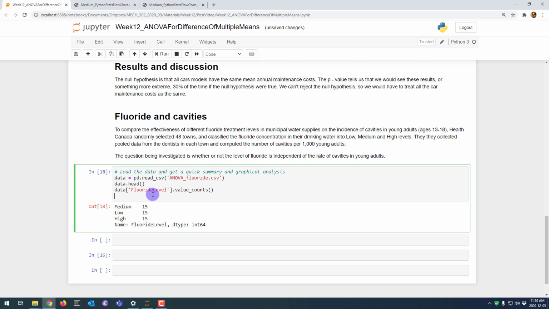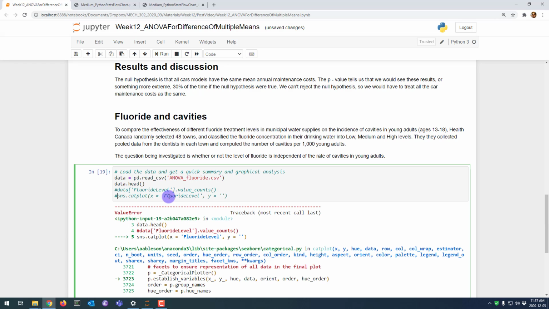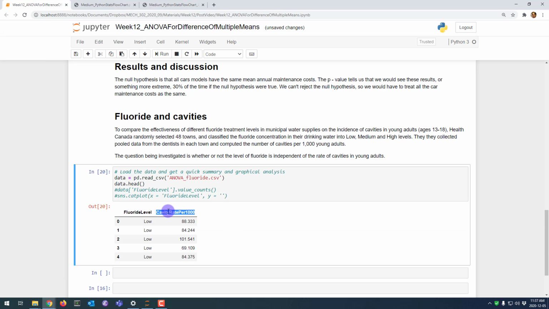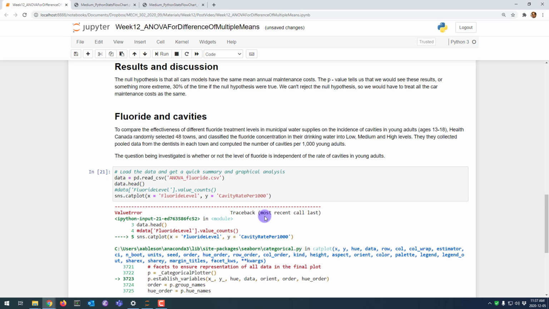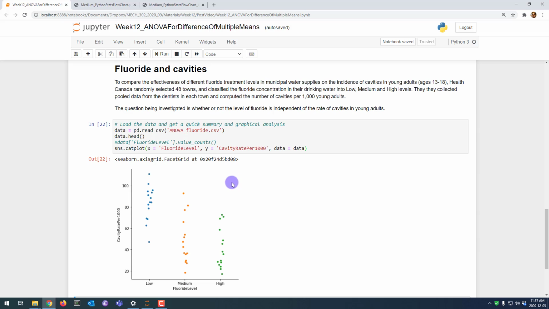And then we might as well go straight to our plot. So we're going to use our cat plot, and X will be the fluoride level. That's the categories, and then the Y values will be the cavity rate per 1,000, we're going to copy that in explicitly. There we go. And why did it not like that? It did not like that because we did not include what data to actually use with that plot. There we are. This looks like it's got some stuff going on.